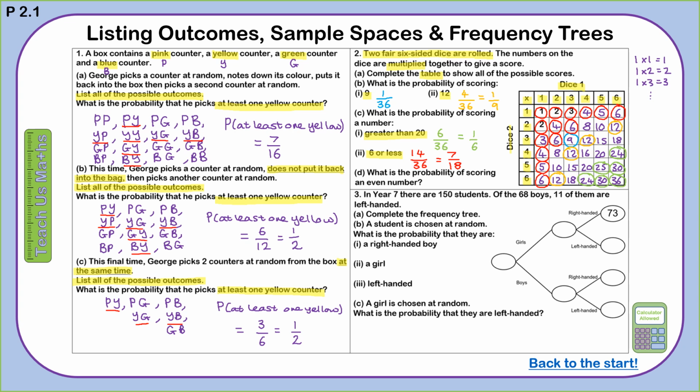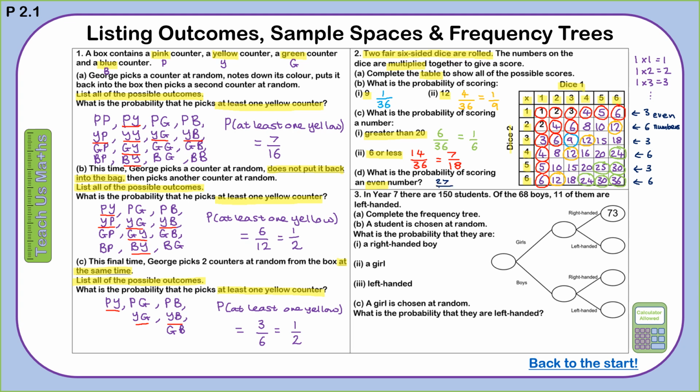Finally, let's have a look at part D. What is the probability of scoring an even number? So we need to count how many even numbers there are in the table. So the first row, there are 3 even numbers. Second row, all of those are even. Third row, 3 of those are even. Fourth row, all of those are even. The fifth row, 3 of those are even. And the final row, they are all even. So a total of 27 of the outcomes were even out of 36 outcomes altogether.